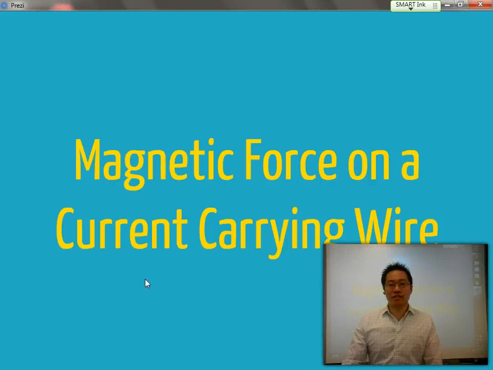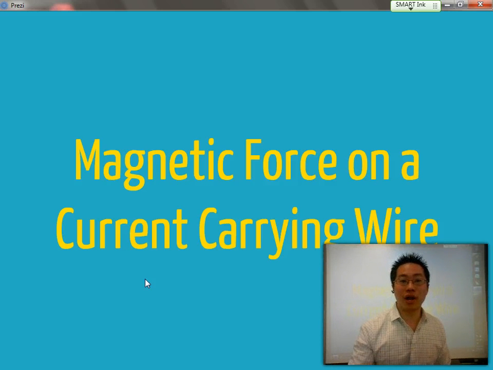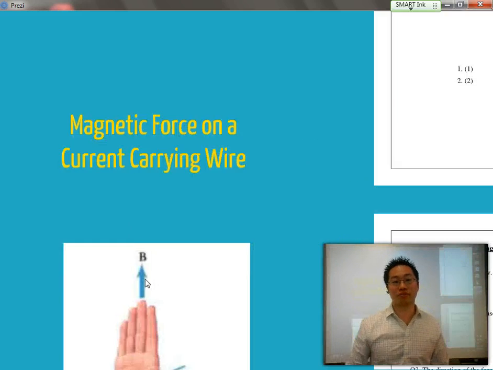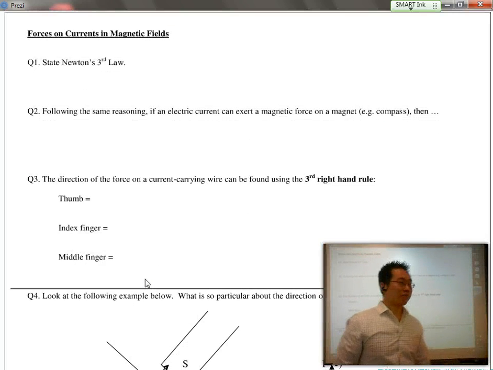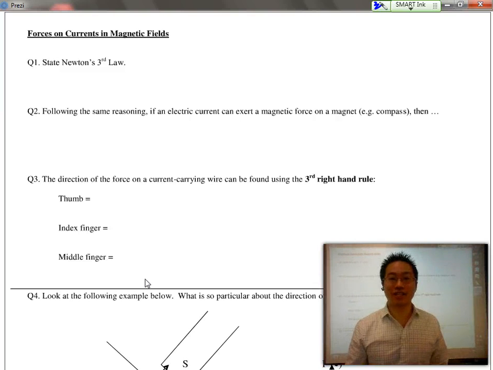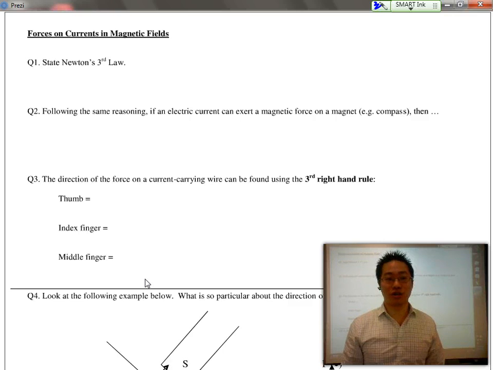Our last lesson spoke about how current carrying wires generate their own magnetic field. Well, the fact that current carrying wires do have their own magnetic field means that if you were to put that wire within another magnetic field, it would feel some sort of force, based simply on the idea of action-reaction. So if an electric current can create a magnetic force on a magnet, then therefore a magnet can create a force on the electric current.